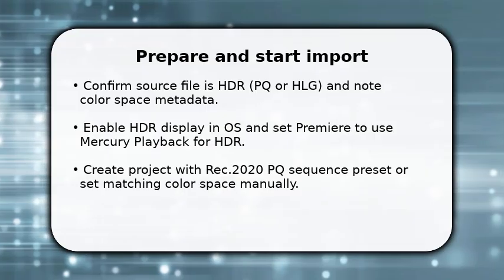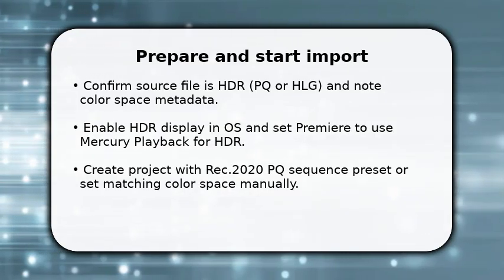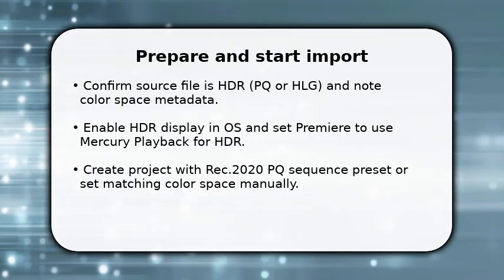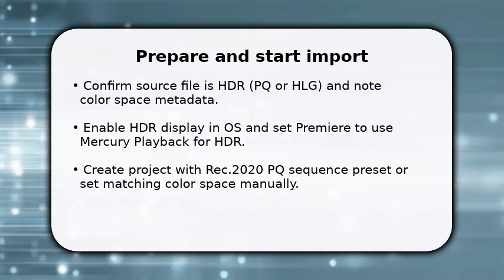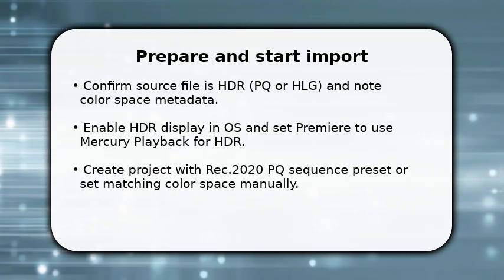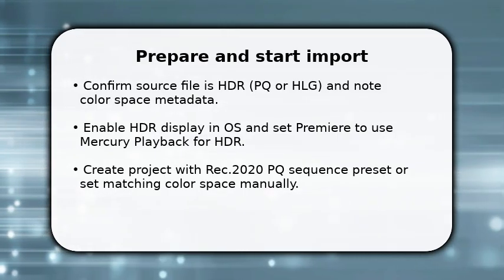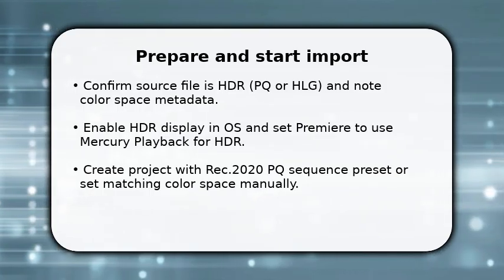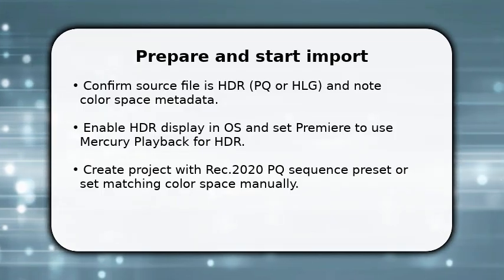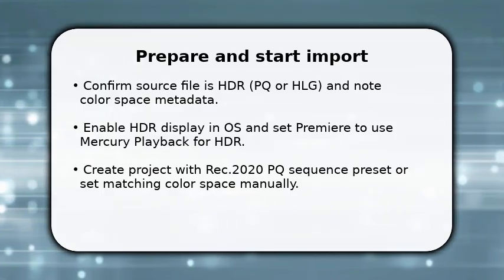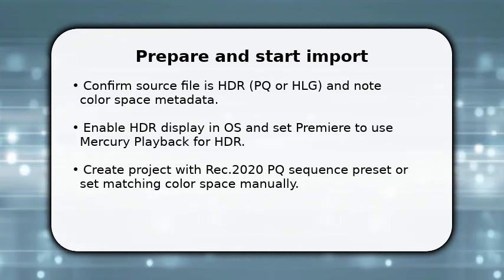You begin by confirming your clip is true HDR, PQ, or HLG, and checking its metadata so Premiere reads color space correctly. Once done, enable your HDR display in the OS and choose Mercury Playback for accurate preview. Next, create a project and either pick a Rec. 2020 PQ sequence preset or manually set sequence color management to match the file. This avoids clipping and unnecessary color conversions right from the start, which preserves highlight detail and color gamut.